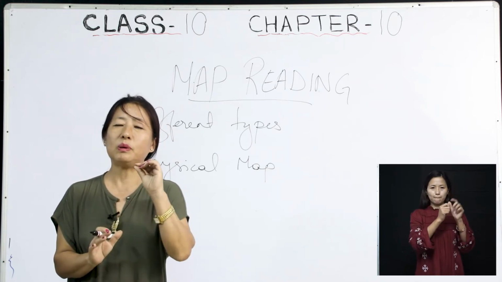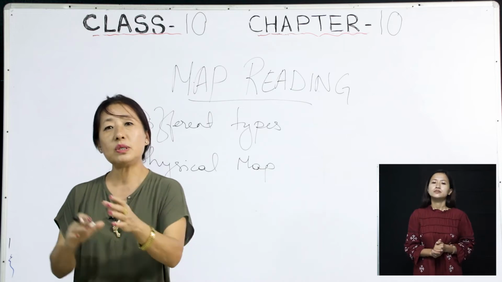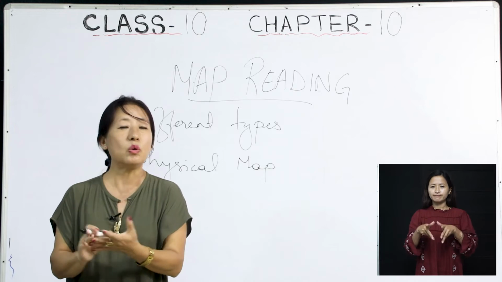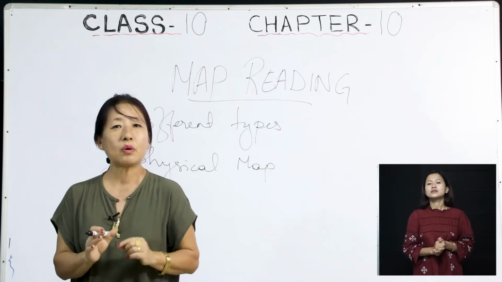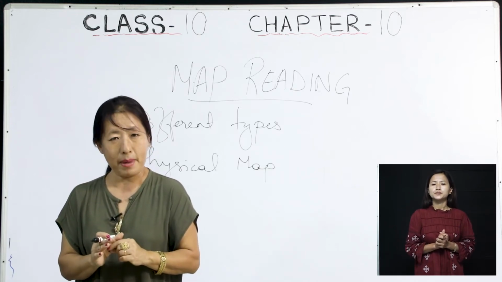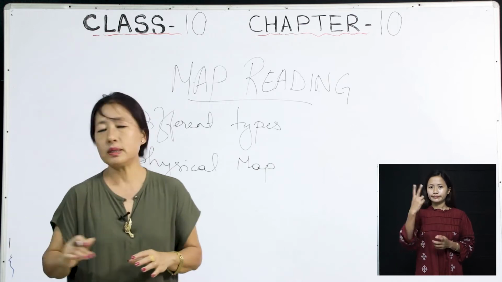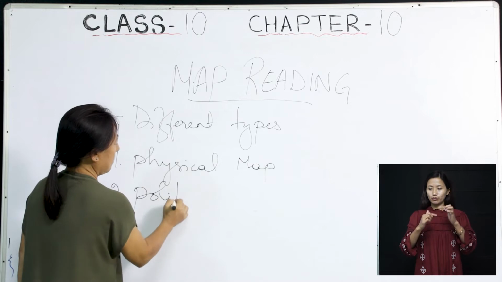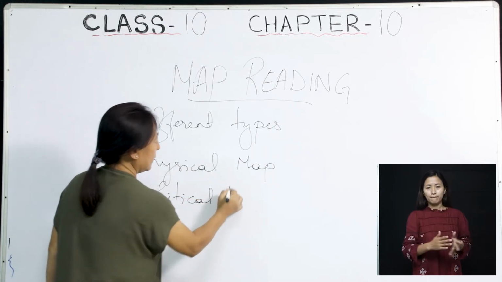Physical means we are talking about those maps which show the relief, so to say, the mountains, the rivers, the oceans, and so on. So those are called the physical map. Then the second one we call the political map.